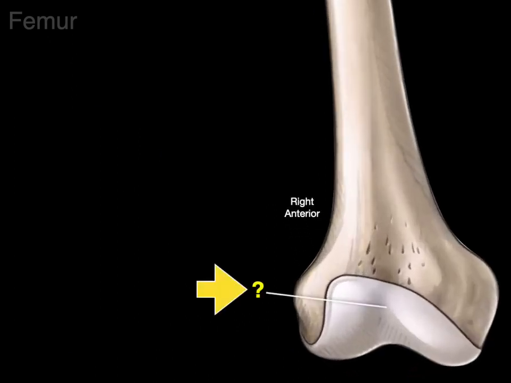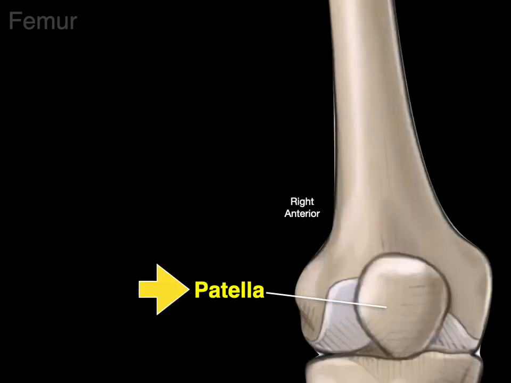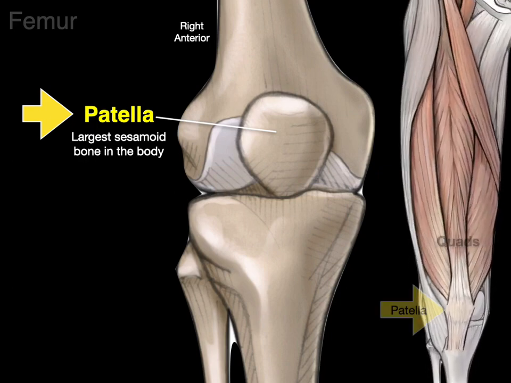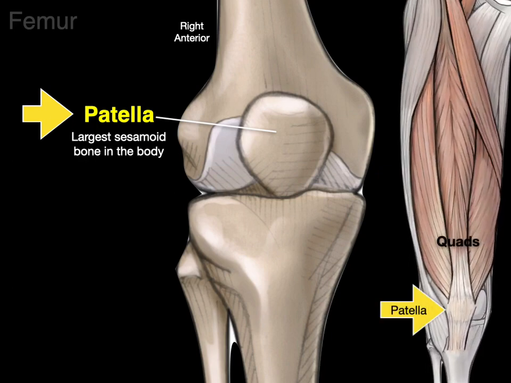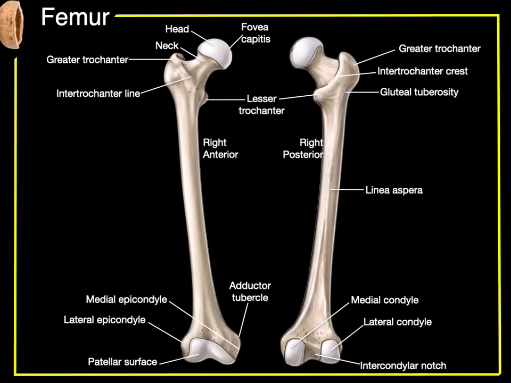Now, if we zoom in, there's a surface on the distal part of the femur on the front, and that's where the patella sits. It's called the patellar surface. The patella is the largest sesamoid bone in the body, and it forms within the tendon of the quadriceps femoris muscle group. The quads are on top, the patella is in that tendon, and that tendon inserts on the tibial tuberosity of the tibia. And that, my friends, is the femur in a nutshell.